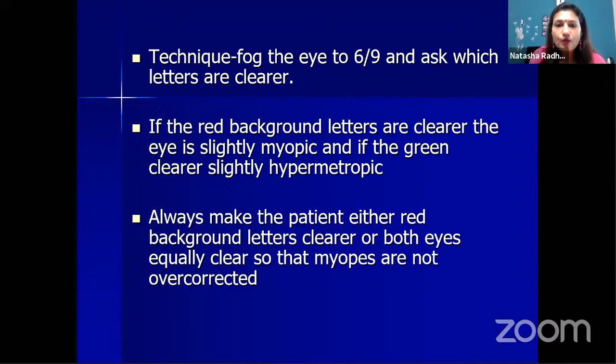There is nothing more unhappy than a myopic patient whom you have left hypermetropic. And if you leave him green clearer, he's going to start using his accommodation to see distance. And that is going to make him extremely unhappy because myopes are not used to using their accommodation and they don't like using their accommodation at all. So leave him red clearer or red and green equally clear. This is not so important in hypermetropes, and we usually avoid the duochrome if the patient is a hypermetrope.